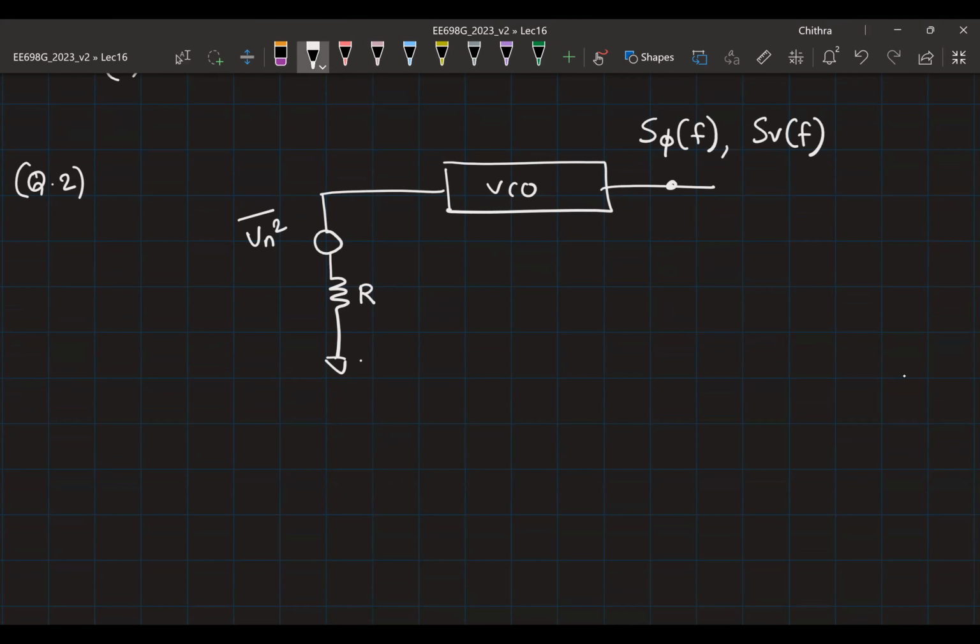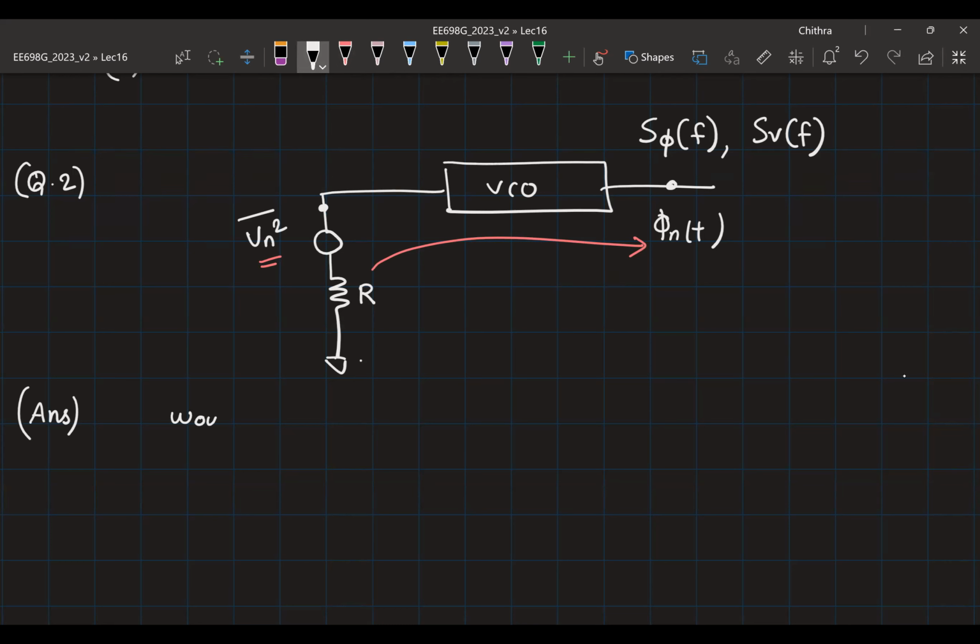So let me help you with this. We have to now calculate how the phase at the output is going to appear when there is some voltage noise at the input. So the first step would be to find out what is the transfer function from this point to this point. Once we have the transfer function, we can multiply the PSD of Vn square, the PSD of this thermal noise, with the square of the magnitude of the transfer function. Right? So let us try and figure out what this transfer function is.